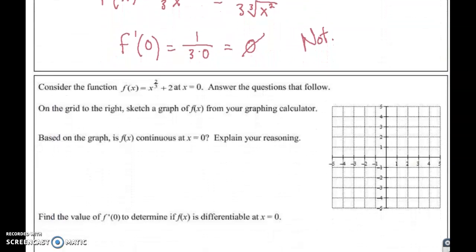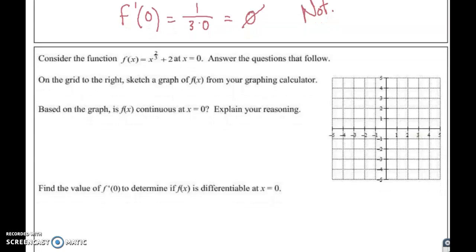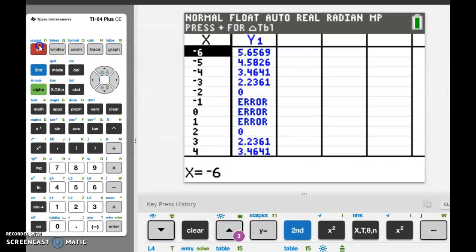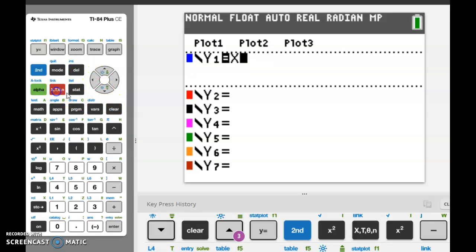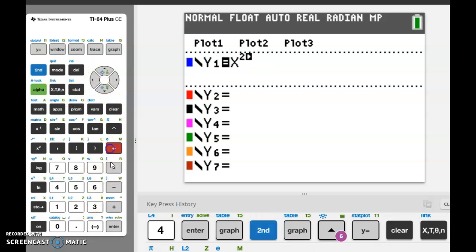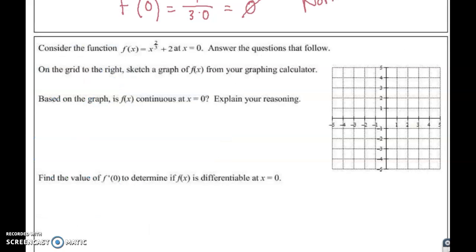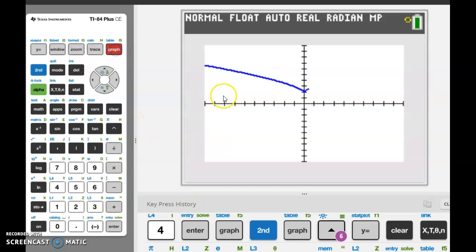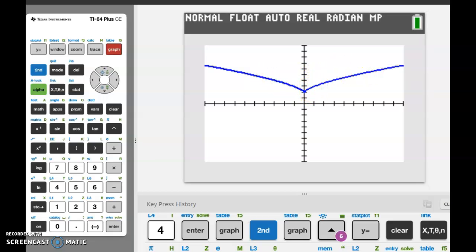And we have one more example. Maybe I'll just use a calculator here because I don't want to confuse you any more than maybe I already have. So we're looking at x to the 2/3 power plus 2. If I go to the graph of that, you can see we have a sharp turn or cusp right there.